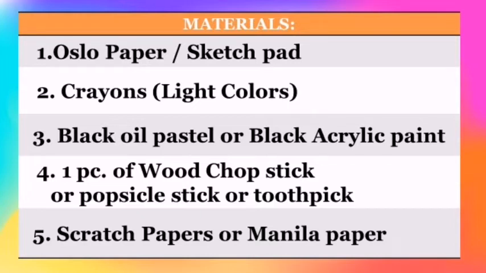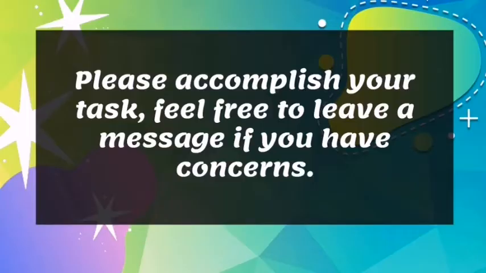For our activity next meeting, please prepare your sketch pad or an OSA paper, crayons, particularly light colors of crayons, black oil pastel, or black acrylic paint, one popsicle stick or one wooden chopstick. You may also use toothpick. You will also need scratch paper and tissue. Please prepare all these materials for our product task making next week.